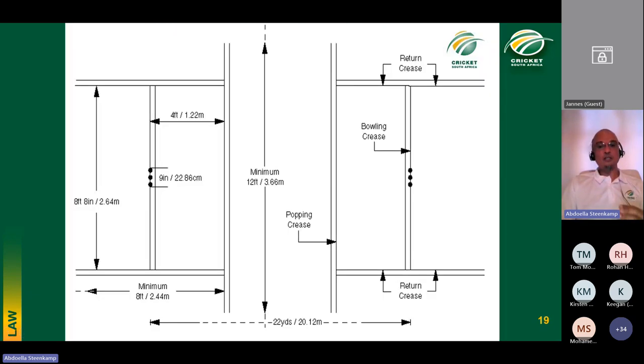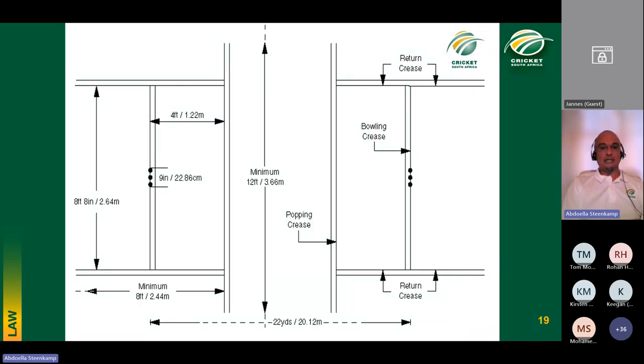They're also going to ask you the dimension of these creases. What are the length of these creases? So when it comes to the popping crease, there's a minimum, and you can use either the metric or the imperial system. For me, I feel the metric system is much better. The current measurement types are in metric, so I'm comfortable using the metric system, but you can also use the imperial system when answering the questions in the exam.